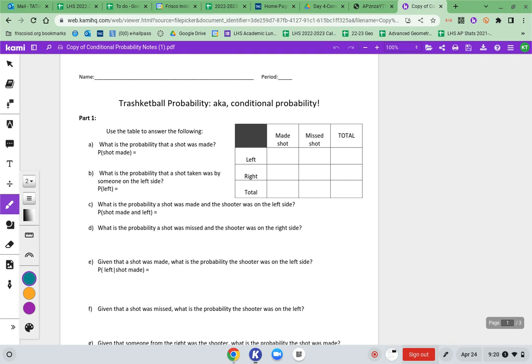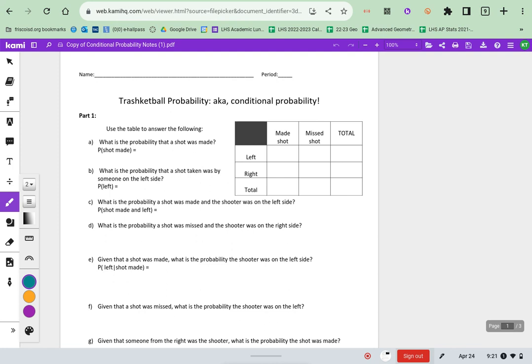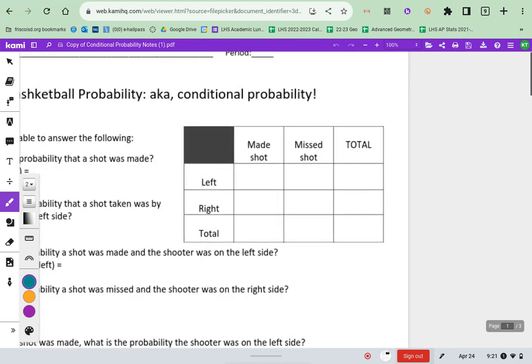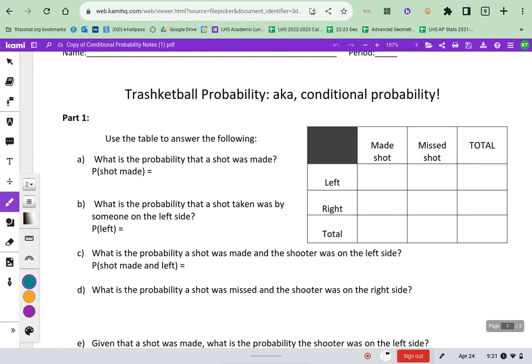Right, welcome to our conditional probability lesson. For this lesson, we started by playing a game of Trashkaball. We randomly made two teams, a team we called the left side team and a team we called the right side team. We had the left side team shoot and recorded made shots and missed shots, and then we had the right side team shoot and record made shots and missed shots.